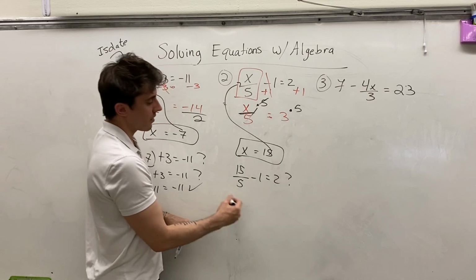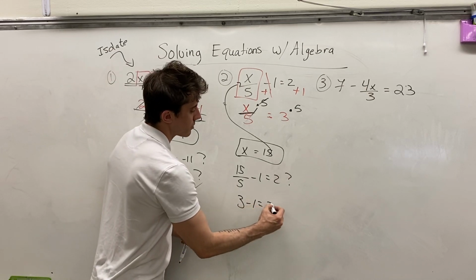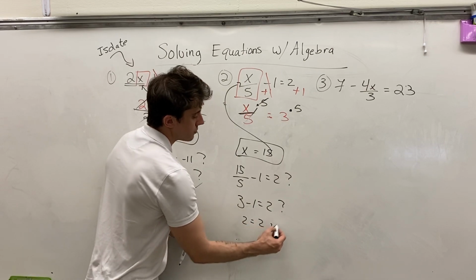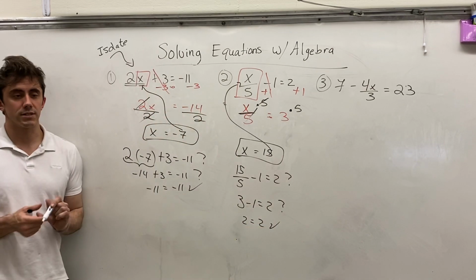15 divided by 5, that's 3. So 3 minus 1 is equal to 2. Again, question mark. And 3 minus 1, of course, says that 2 is equal to 2. And so we know we have the right solution.